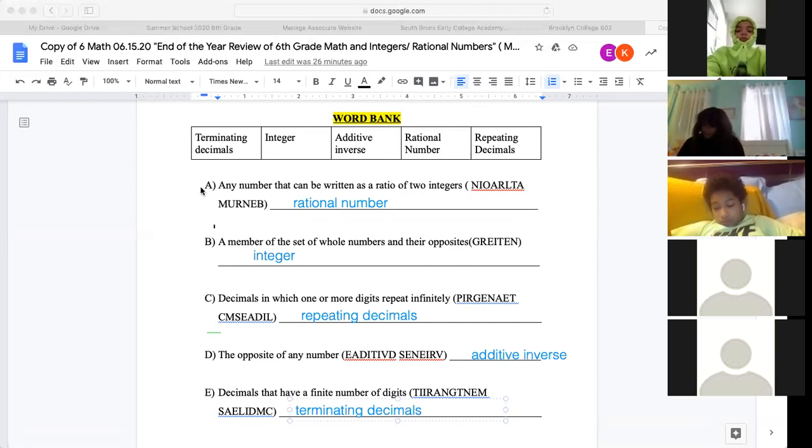There you go. There you have it. There are your answers for A, B, C, D, and E. A rational number is written as a ratio. An integer has whole numbers and opposites. A repeating decimal is when the digit keeps repeating infinitely, meaning it goes on and on and on. D, the opposite of any number, is the additive inverse, as you already knew. We've been working with that for a long time now. And last but not least, decimals that have a finite number of digits are terminating decimals. You're going to learn more about that. You kind of got an intro from me. You'll get more of that in 7th grade.